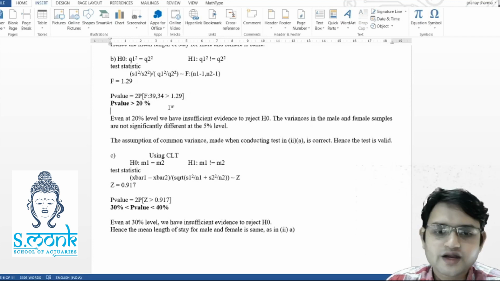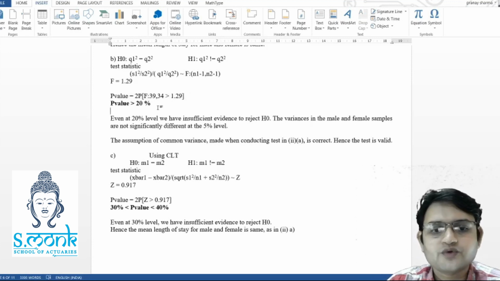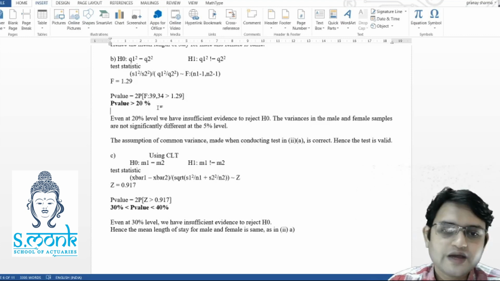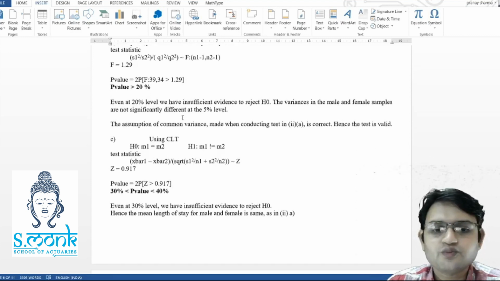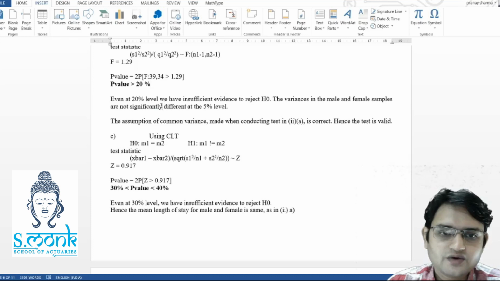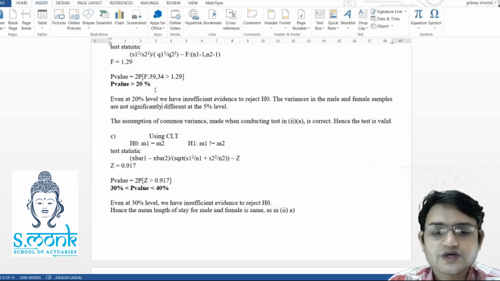Now every sum can be solved using p value. Okay, and I have done that. I have made sure that every sum has been solved using p value. It's just easier for us to write, and easier for us to find as well.